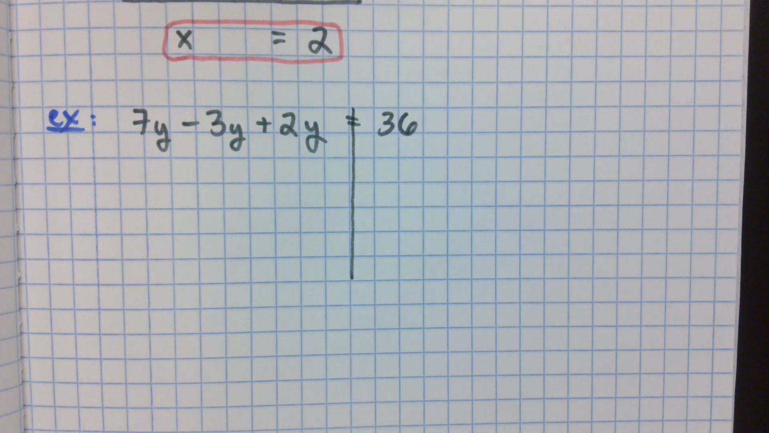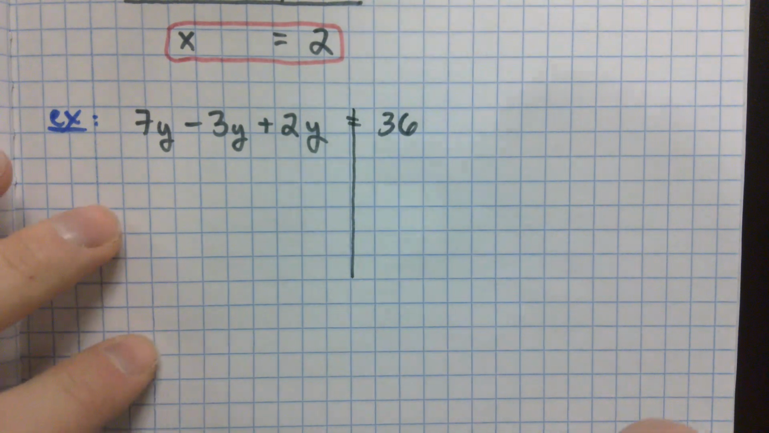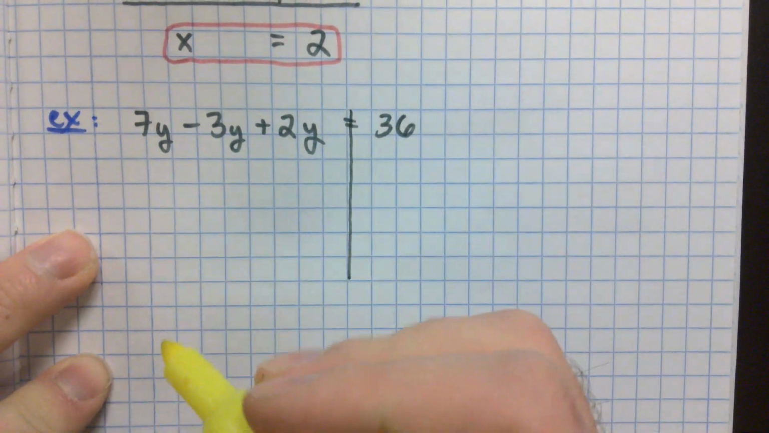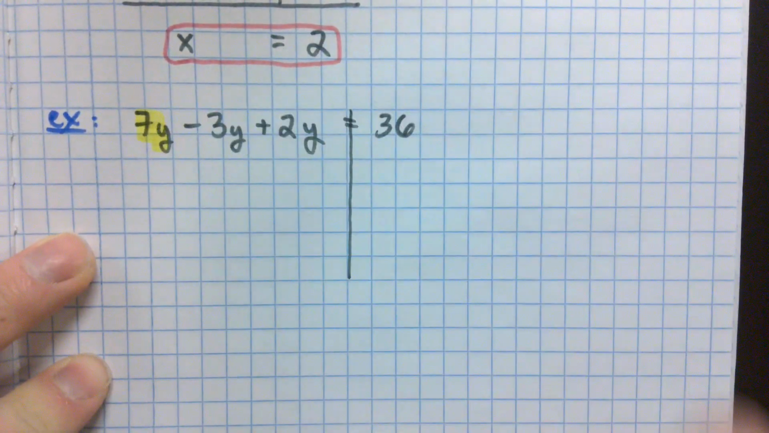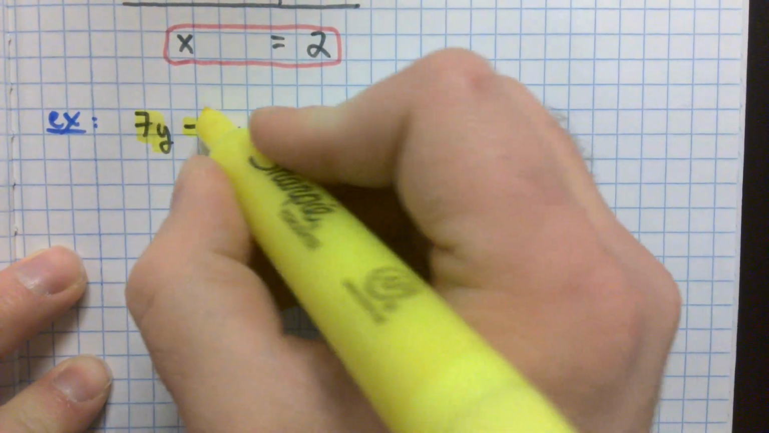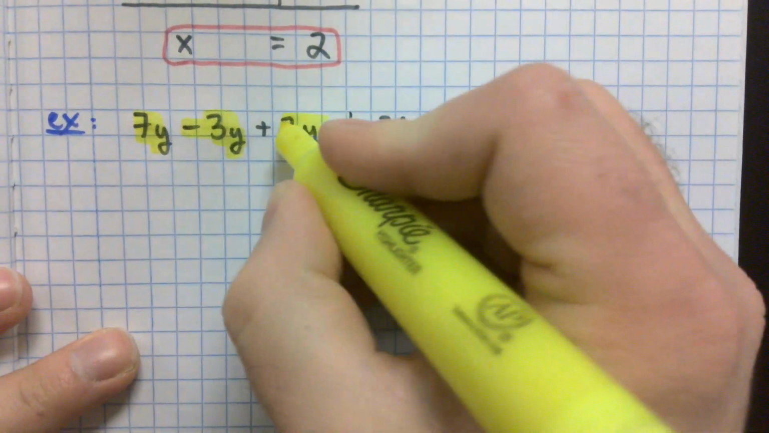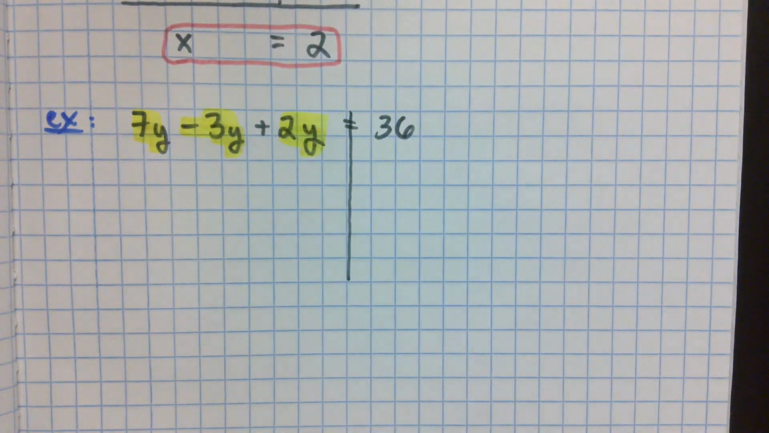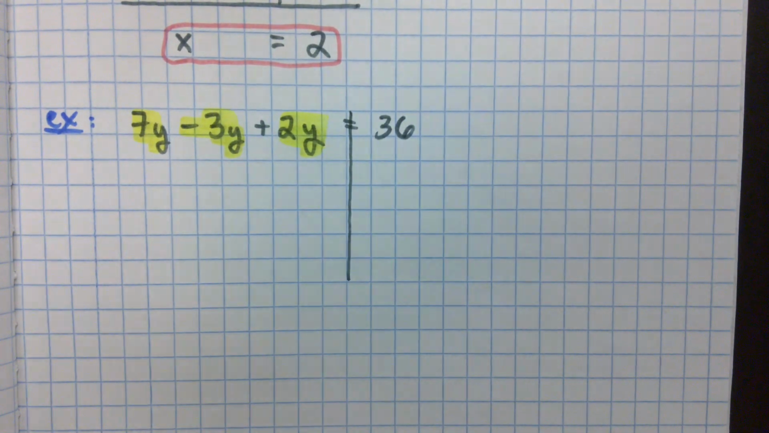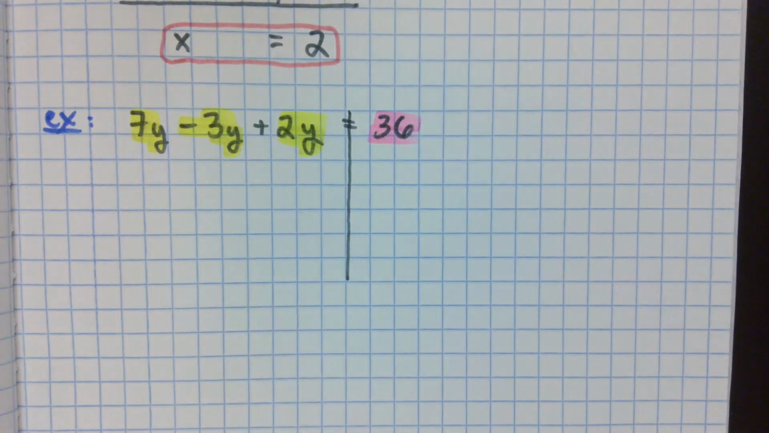Yeah, left is 7y. What are my variable terms on the left side, Darius? Right there is 7y. What else? Negative 3y. Good. What else? And plus 2y. Exactly. What are my constant terms here? 36. And that's on the other side, which is great. There's nothing we can combine with that 36 anyway.